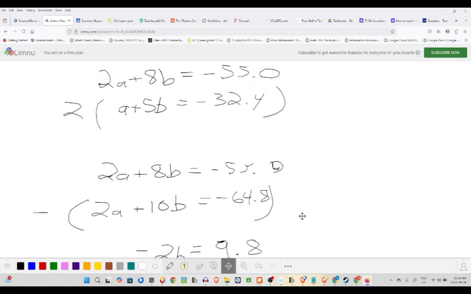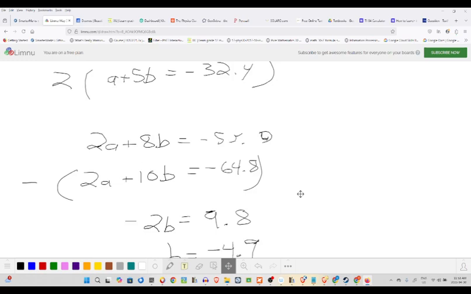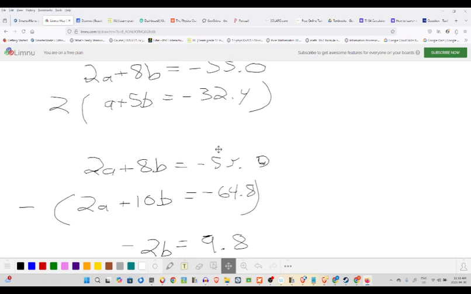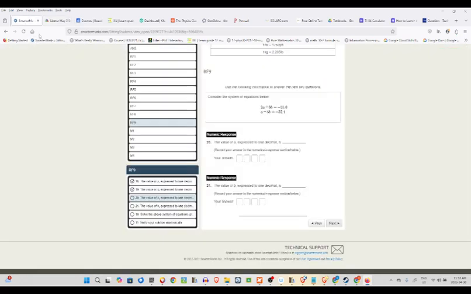So if B is a negative 4.9, we could substitute that back up here to get A. Negative 32.4 minus 5 times a negative 4.9. So A is a negative 7.9.